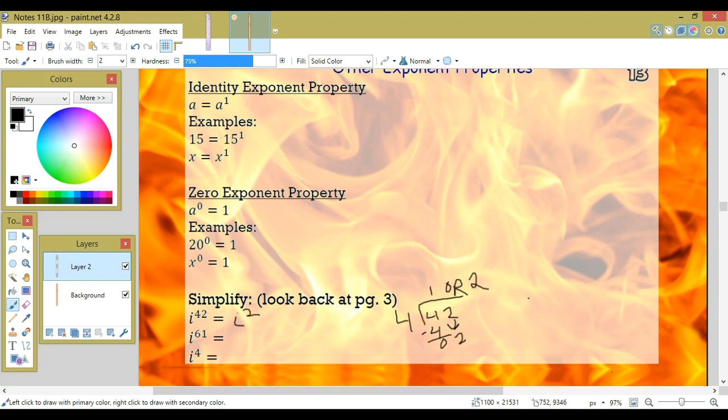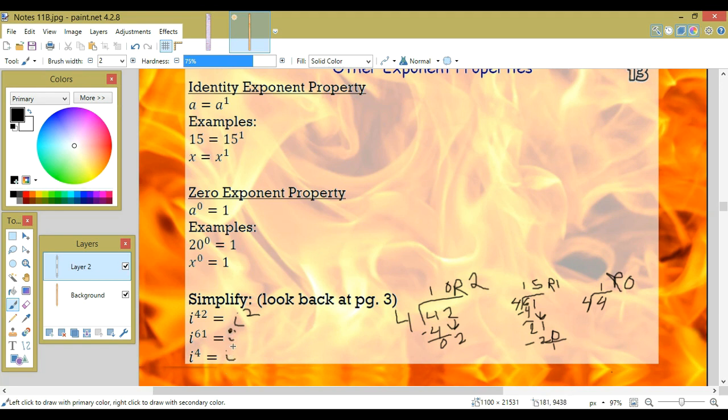Now let's do 61. 4 goes to the 6 one time. 4 goes to the 21 5 times. Our remainder is 1. So that means we have i to the first power here. And then the last one, i to the fourth power. 4 divided by 4 is just 1 with no remainder. So that means the remainder is 0.